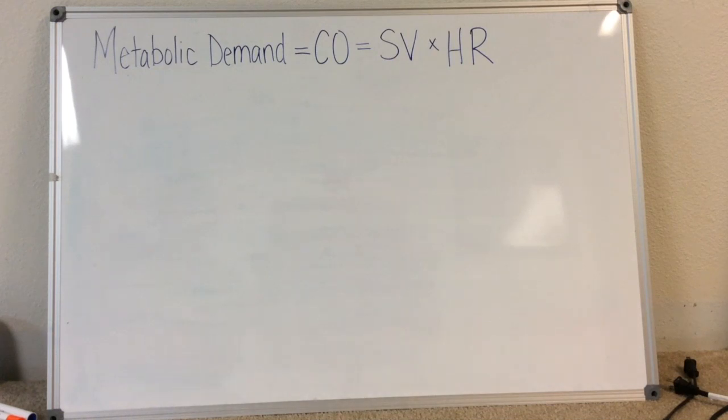In order to meet metabolic demands, we can vary cardiac output by changing the amount of times our heart beats per minute or changing how much blood is pumped out with every beat.